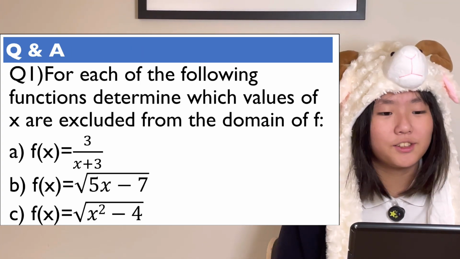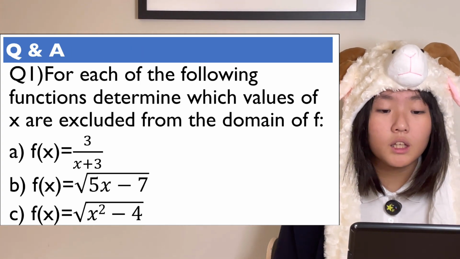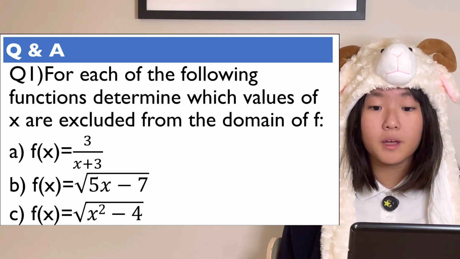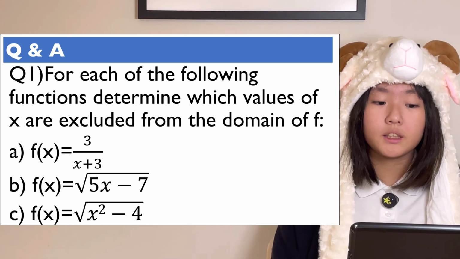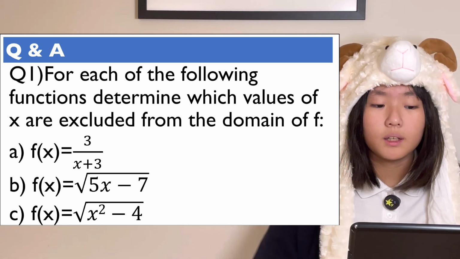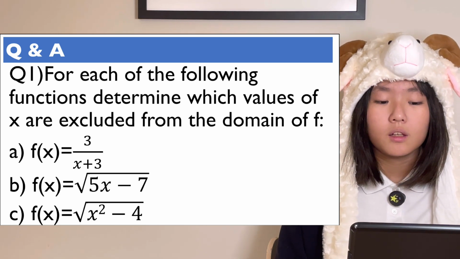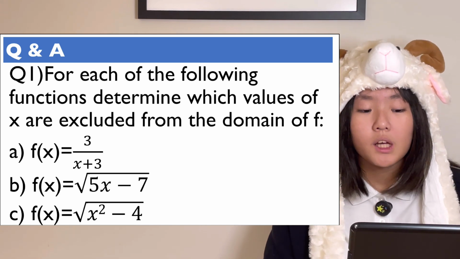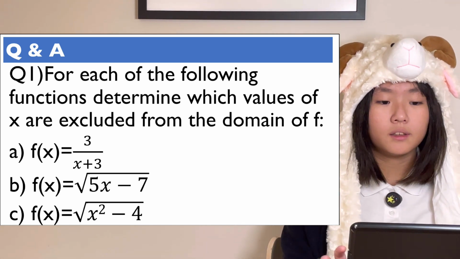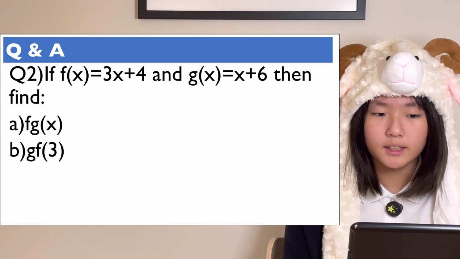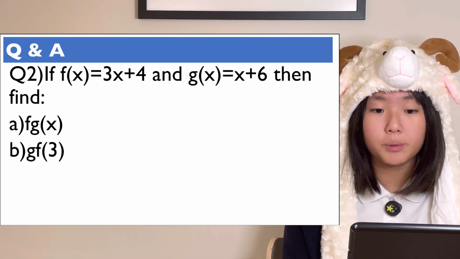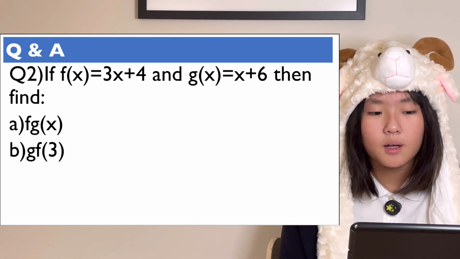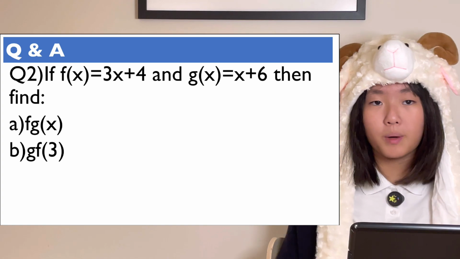Now, I'll give you a few questions to test your understanding. For question 1, for each of the following functions, determine which values of x are excluded from the domain of f. A is f(x) equals 3 over x plus 3. B is f(x) equals the square root of 5x minus 7. C is f(x) equals the square root of x squared minus 4. Number 2 is if f(x) equals 3x plus 4 and g(x) equals x plus 6, then find A, which is fg(x). Then B, gf(3).